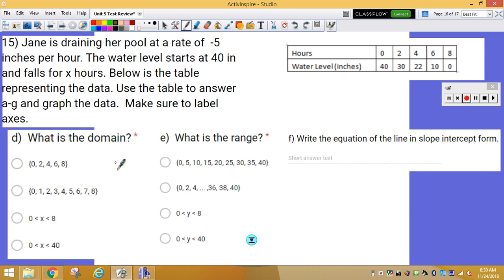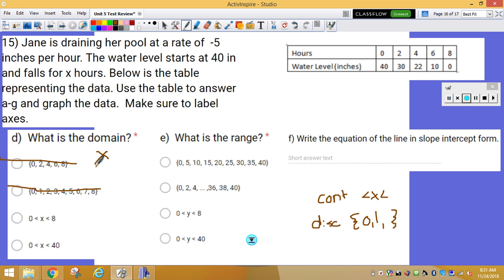Another thing you need to know, if it's continuous, and I would write these notes in your notebook. Continuous, you're going to write your domain and range like this with the inequalities. If it's discrete, you're going to write your domain and range where you list out all the numbers. So since we just said it was continuous, we're going to use the one with the inequalities. So it can't be A or B.